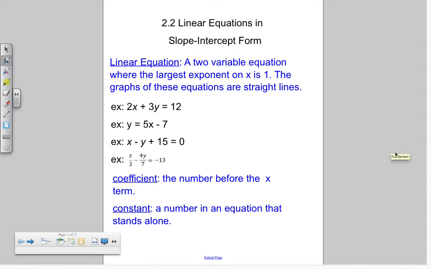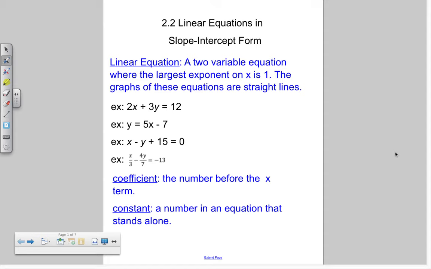2.2 Linear equations in slope-intercept form. This is one of the most important lessons probably in the whole book. So if you watch this video several times, I think that would probably be a good thing. But you really want to understand this on a deep level. Okay, so linear equations, let's start with what that is, and then we'll get to slope-intercept form later on in the video.